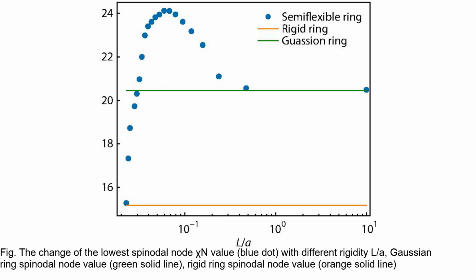Figure 8 in the paper displays the change in the lowest spinodal node chi-n value of a cyclic ring polymer as a function of the rigidity coefficient Kb. The vertical axis represents the spinodal node chi-n, while the horizontal axis represents the normalized rigidity coefficient Kb. The graph shows that as the rigidity of the cyclic chain increases, the values of chi-n initially increase and then decrease. The blue dots approach the green solid line, representing the spinodal node of a Gaussian diblock copolymer ring, as the rigidity approaches the limit of complete flexibility.